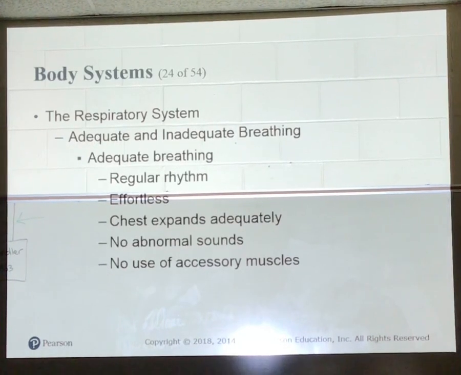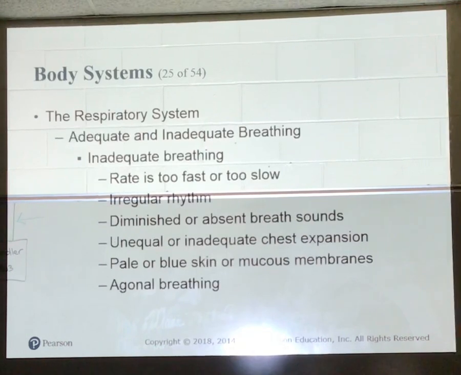So to have adequate breathing, we have to have a regular rhythm. It needs to be effortless. Good chest expansion, needs to be equal and adequate. No abnormal sounds and no use of accessory muscles. If either the rate or the tidal volume is inadequate, the breathing is considered inadequate and immediate ventilation is necessary. Does everybody understand that?